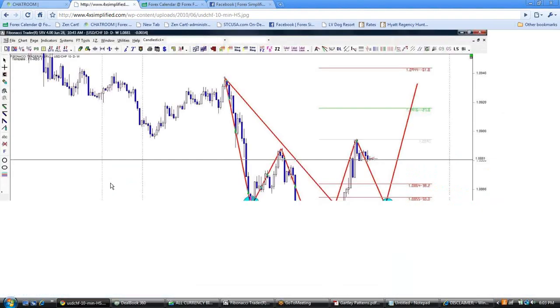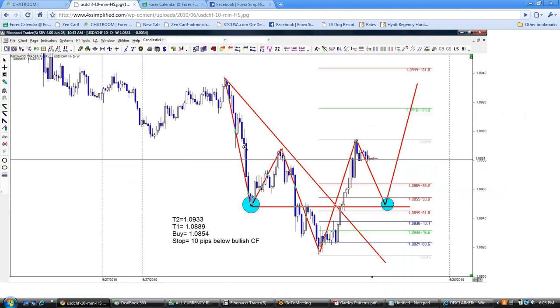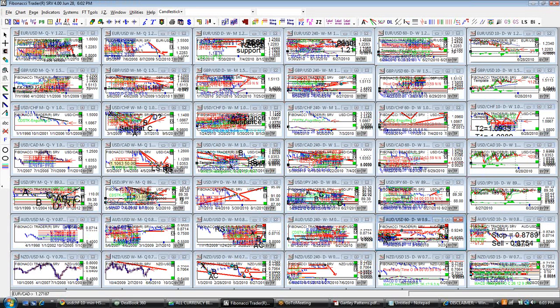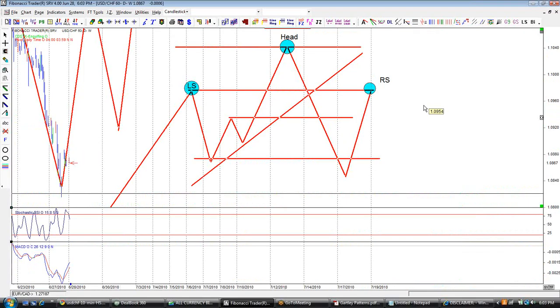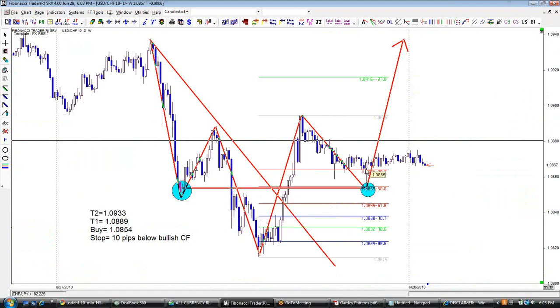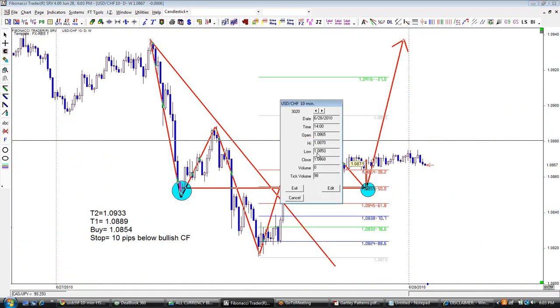Another pattern, I believe this one is already in. Let me see on the charts. The entry was 0854. On a 10-minute chart, 0854. The low was at 0853. It's already moving.